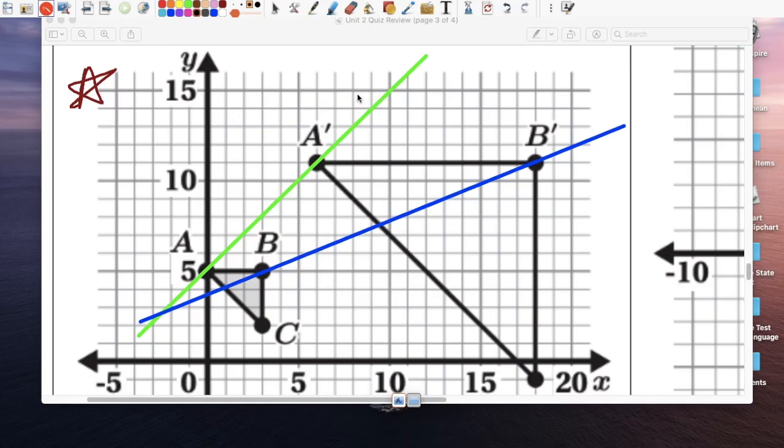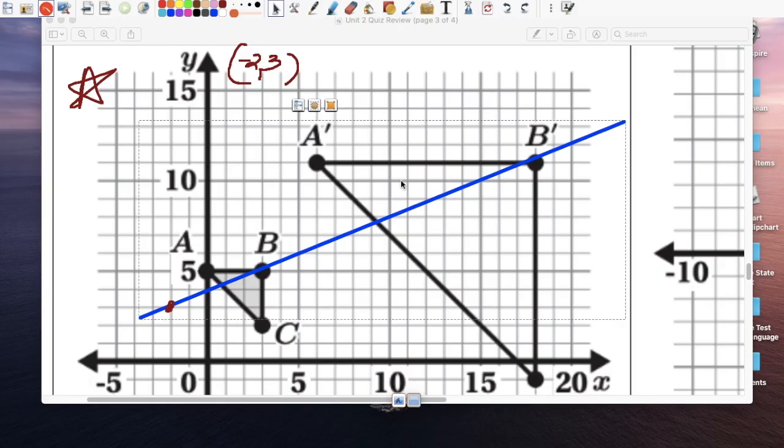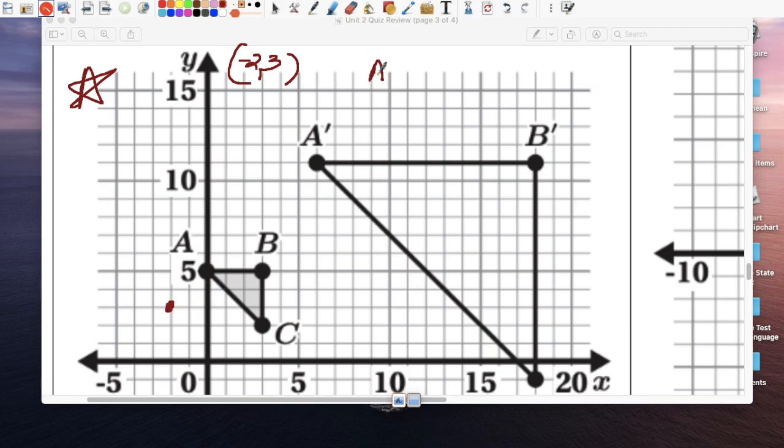Okay, so it looks like our center of dilation is right here. That would be 1, 2, negative 2, and 3 up. Looks like a center of dilation. Okay, so let me remove this line and actually see if that's truly the center of dilation. So let's walk. So here's my center of dilation. Let's walk to A. To walk to A, I would go 2 to the right, and then 2 up.